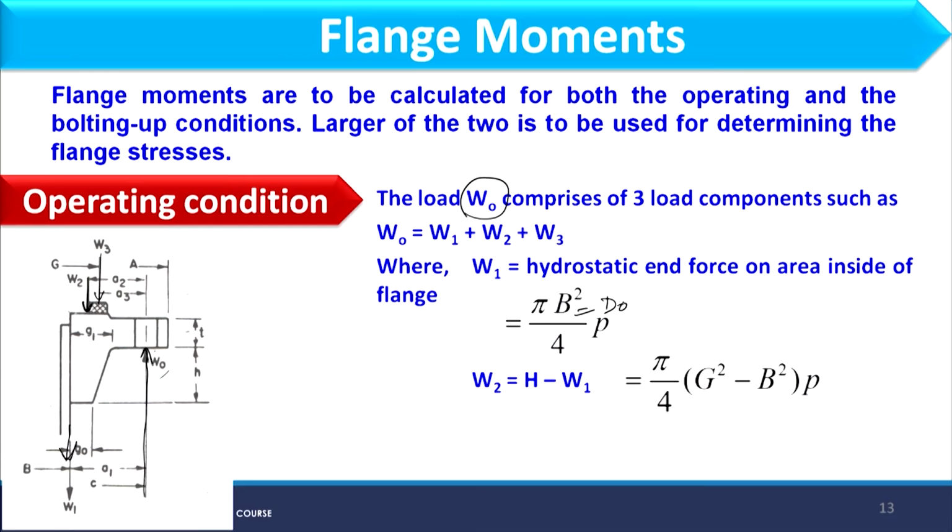Now, if you consider these two expressions together, they would be equal to pi by 4 G square into P. This is nothing but the force which we considered during the operating condition to calculate the area, if you remember. So this total load we have divided according to the points where these are acting, and similarly I have W3, which is the gasket load, and that can be decided by HP, which we have already found in the area calculation.